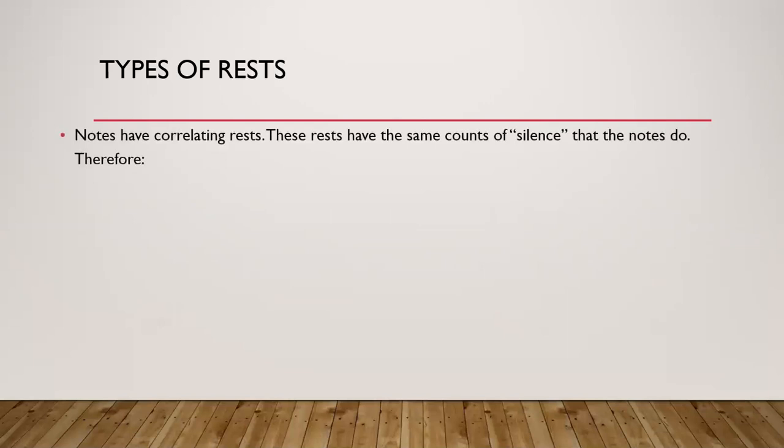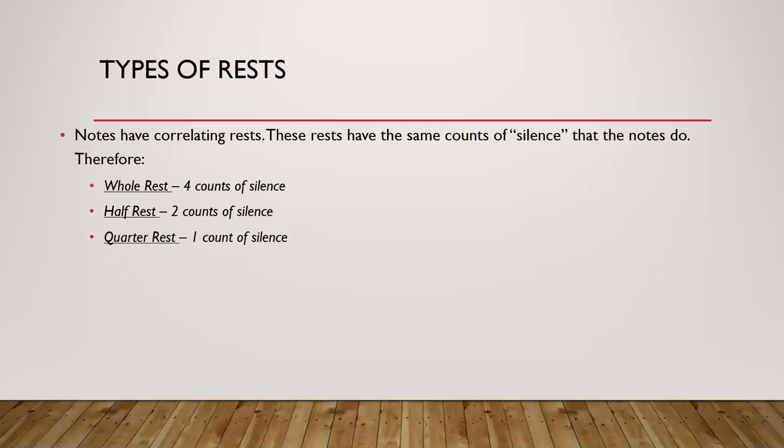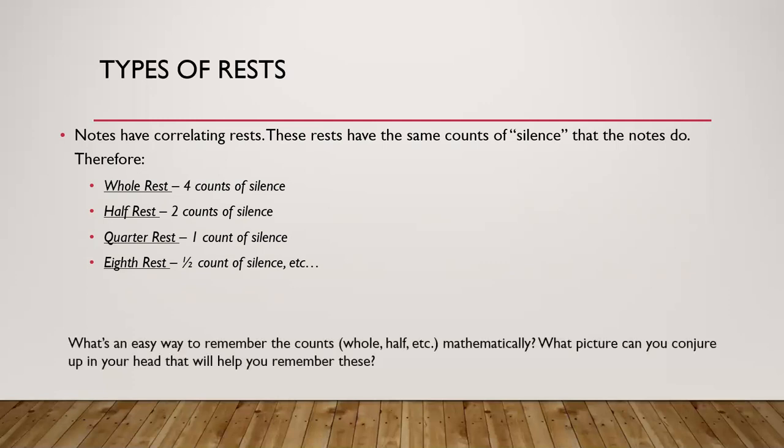So every note has a correlating rest. They have the same count of silence that the notes do. So a whole rest will get you 4 counts of silence. Again, a half rest gets 2. A quarter rest gets 1. An eighth rest gets half a count of silence, etc. Now I'm going to show you pictures of these so you know what you're doing.